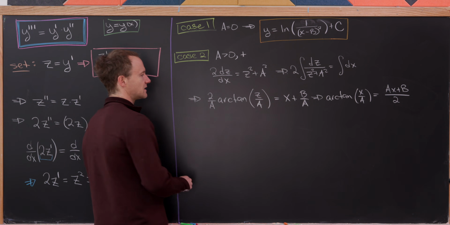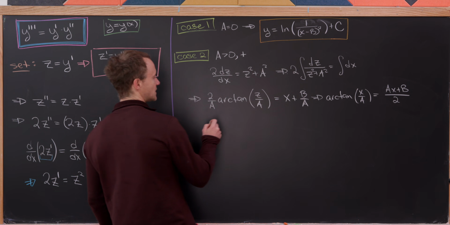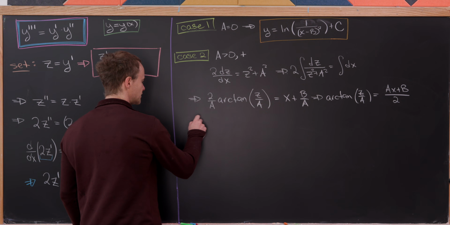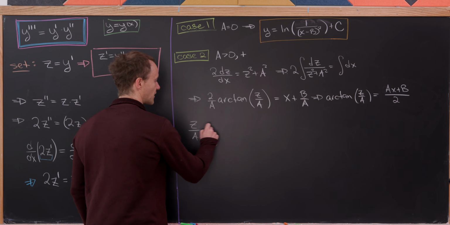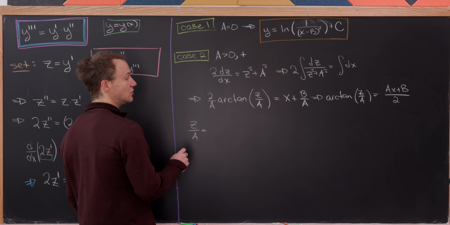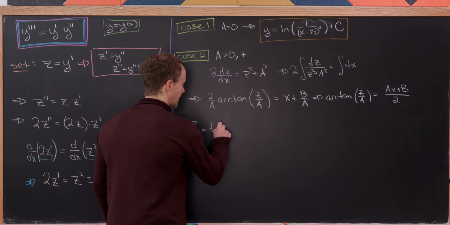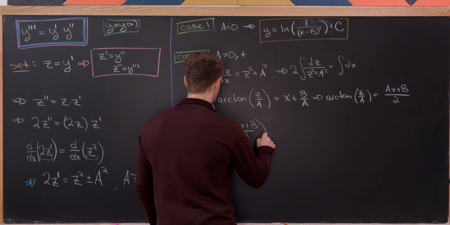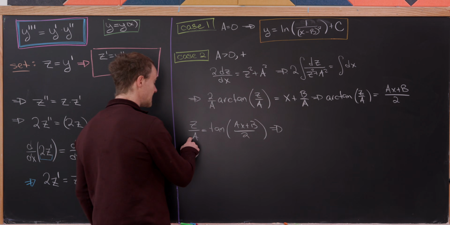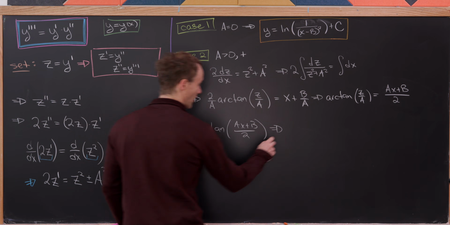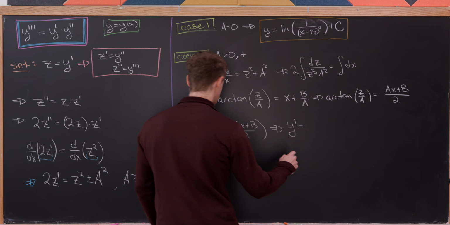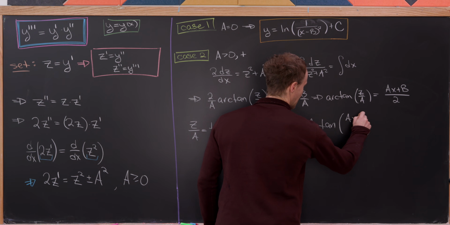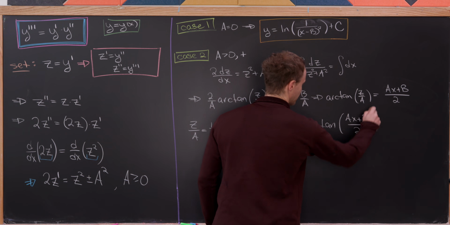Okay, so now let's take the tangent of both sides. Oh, and this should have been the arctan of z over a. So the tangent of both sides will give us z over a is equal to tan of ax plus b all over 2, which means that z, which is equal to y prime, is equal to a times the tangent of ax plus b all over 2.